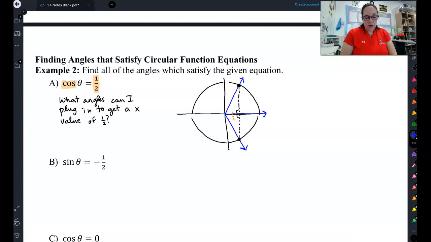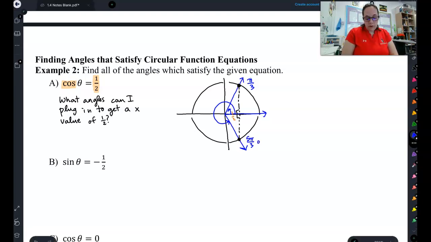So we have to think of our unit circle. I would like you to get used to putting your angles in radians, not degrees. You probably quickly saw, hey, this is 60 degrees, but I don't want you to get used to degrees. I want you to start practicing with radians. So instead of saying 60 degrees, we say this angle is pi thirds. And this angle down here is going to be 5 pi thirds. So I have this angle, pi thirds, and I also have this angle, 5 pi thirds.